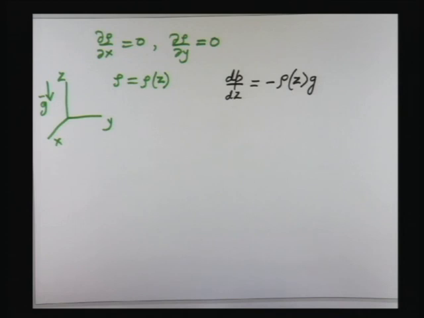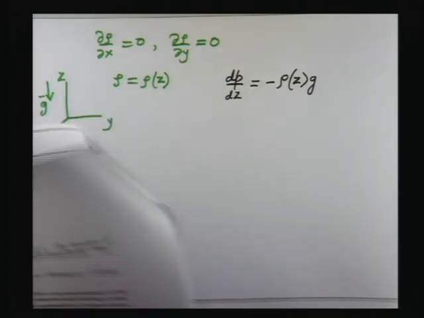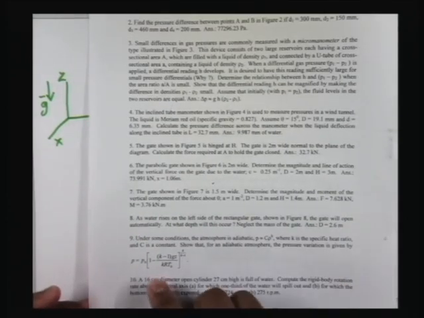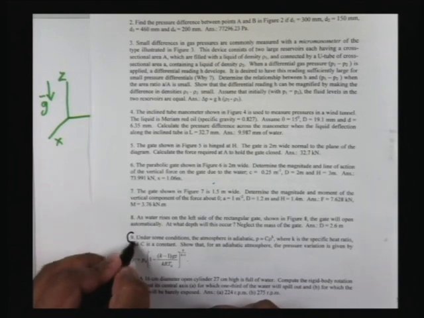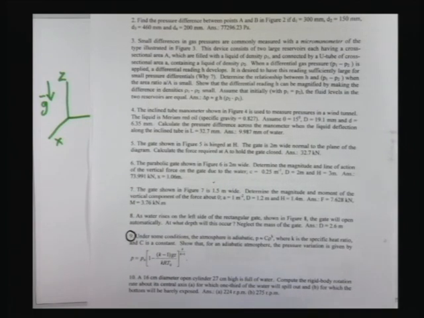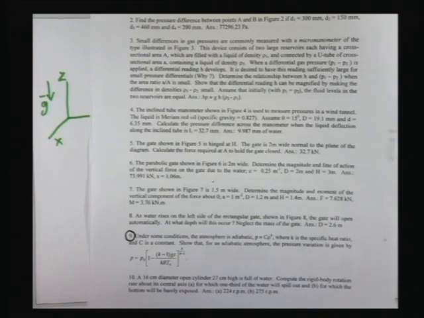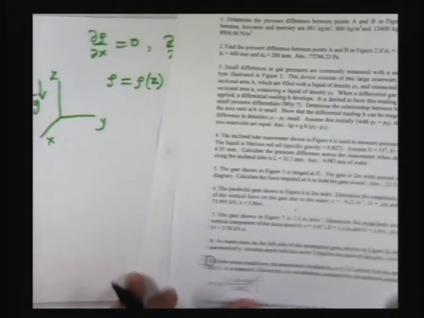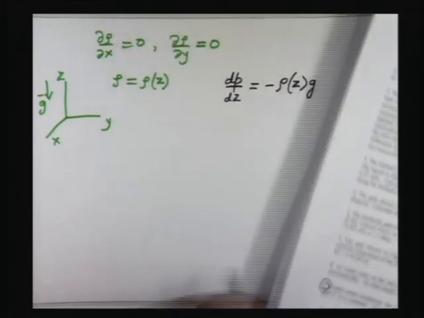Problem 9 reads that, this is the problem number 9. You can see, I'll mark it. So under some conditions, the atmosphere is adiabatic, where pressure is given. The pressure and density relation is given, which is something like this.